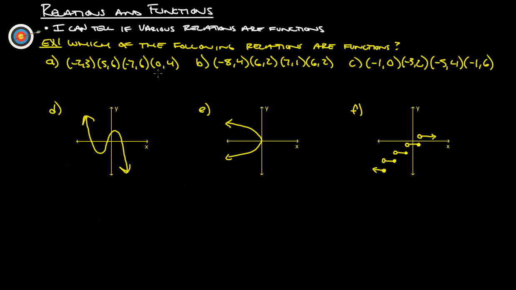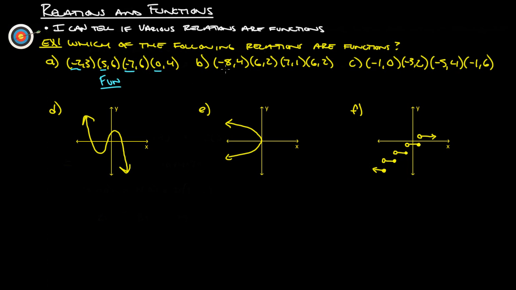If you'll remember, the big key is that it's a function as long as an x does not have two different y's. So what you want to do is go through and look at the x's: -2, 5, -7, and 0. None of those repeat. None of those are the same, so there's no way to have an x having two different y's. So this one indeed is a function.